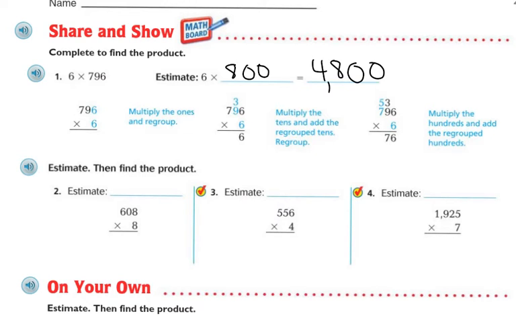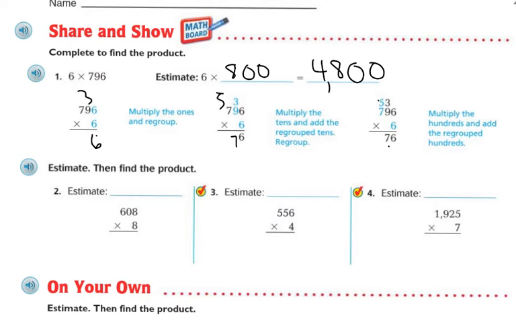So if I'm going to multiply the ones and regroup, I have 6 times 6, which is 36. Then I'm going to multiply the tens and add the regrouped 10. So I have 6 times 9, which is 54, plus the 3, which is 57. So you can see they put the 5 there and the 7 down below.